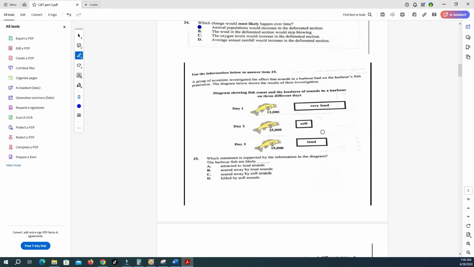All right, let's move to number 25. Use the information below to answer item 25. A group of scientists investigated the effect that sound in a harbor had on the harbor's fish.